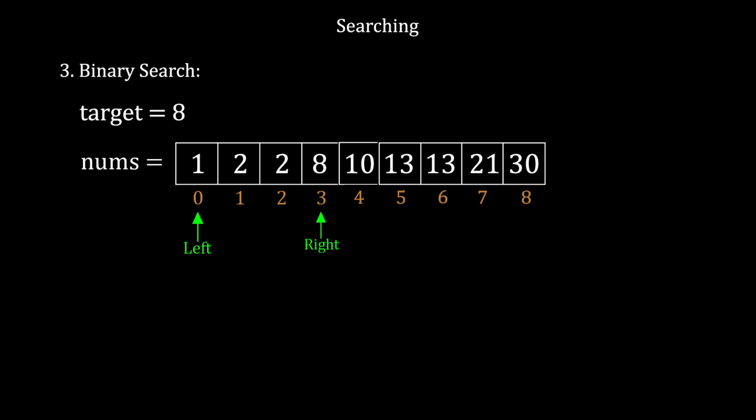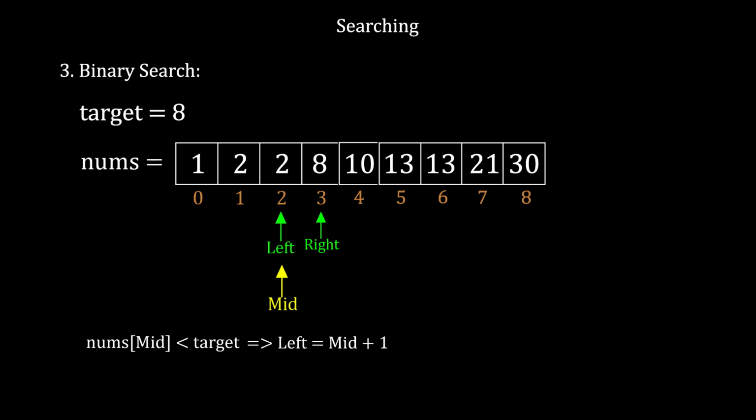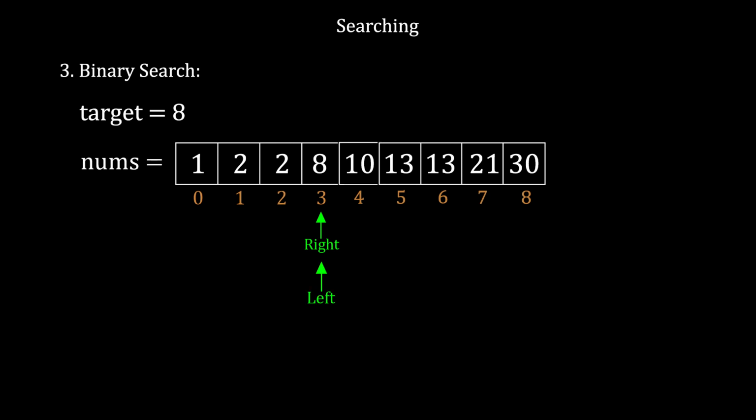Mid is floor of (0 + 3) / 2, which is 1. Nums of mid equals 2, which is less than target, so we will set left to mid + 1. Mid is now floor of (2 + 3) / 2, which is 2. Nums of mid is less than target, so we will set left to mid + 1. Now left equals right equals 3, and mid of course equals 3 also. Nums of mid is now equal to target, so we have found our solution and we will return mid.